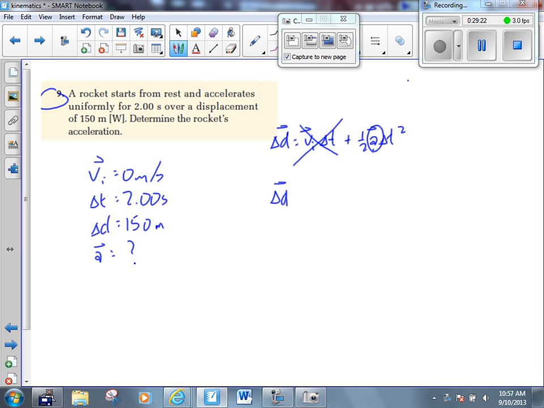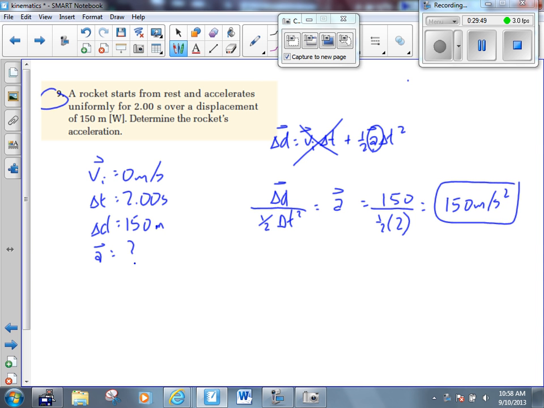Let's take the 1/2 t squared over by dividing. I don't have to square root anything because I'm not solving for t. It looks something like this. It's 150 divided by 1/2 of 2, which means my answer is going to be 150 divided by 1, which is 150 meters per second squared. Make sense?